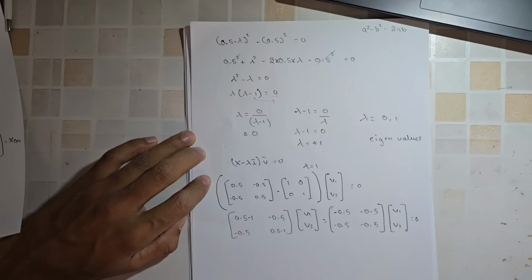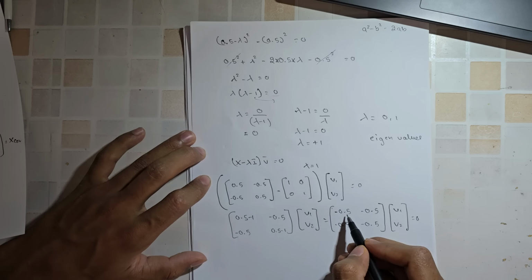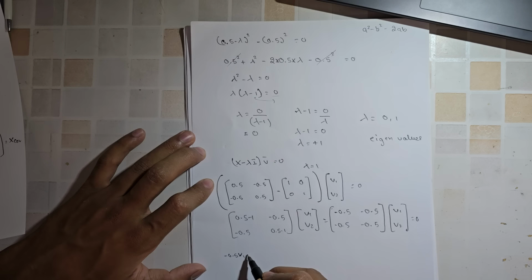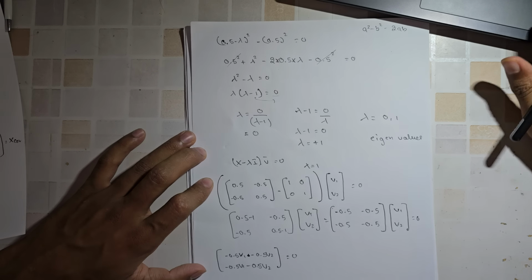Now you have to multiply this into this into this. So minus 0.5 into v1, I'll write as it is, plus it will become minus 0.5 v2. Okay, then here minus 0.5 v1 minus 0.5 v2. So this is equals to 0.